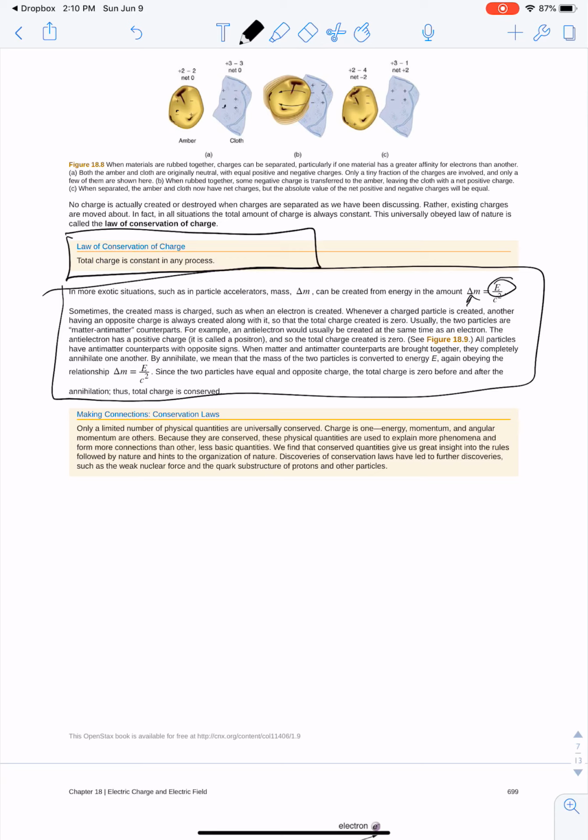Delta M. And this is how we create particles in an accelerator, by creating pure energy. Anyway, that's weird. But even in those cases, charge is conserved. So I think that's all they're trying to explain here.